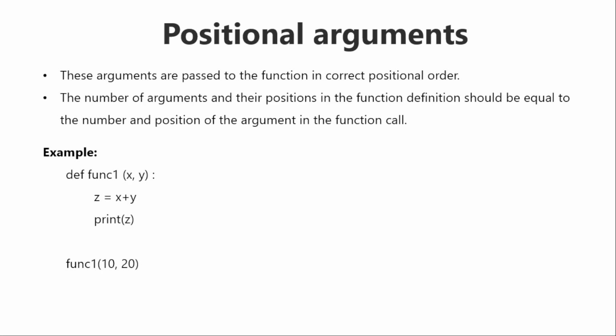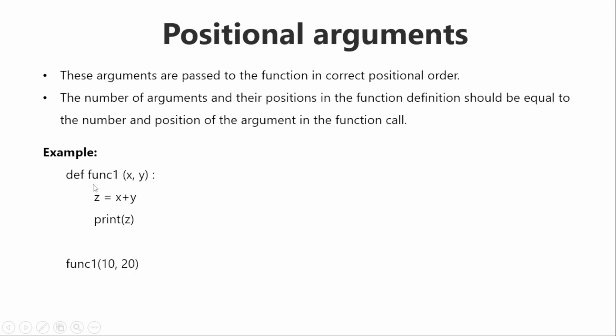Positional arguments. The arguments are passed to the function in the correct position order. The number of arguments and their position in the function definition should be equal to the number and position of the arguments in the function call. So the arguments, when we are calling the function, should be passed in the correct position order. The position and order should be maintained before calling.